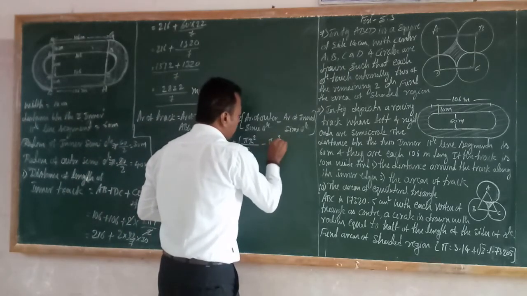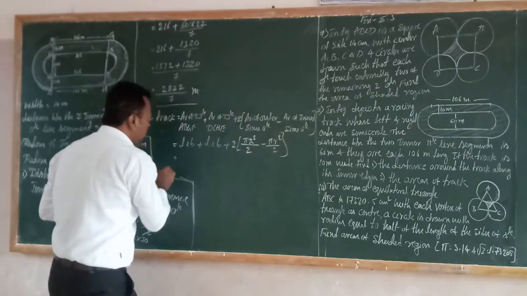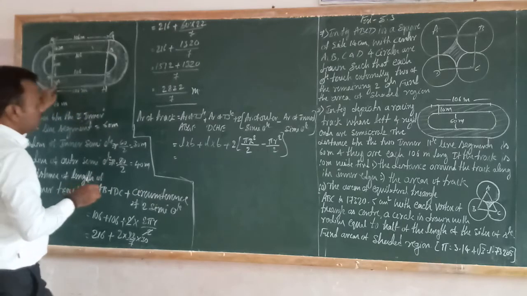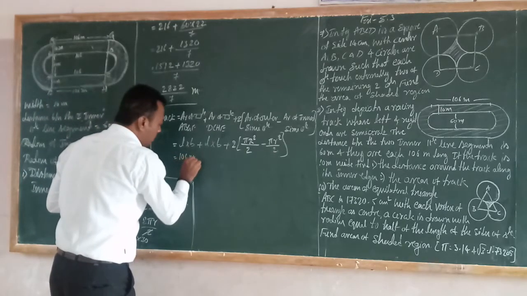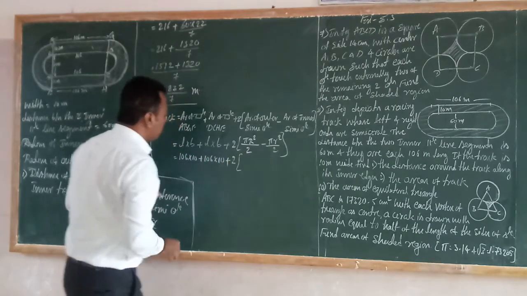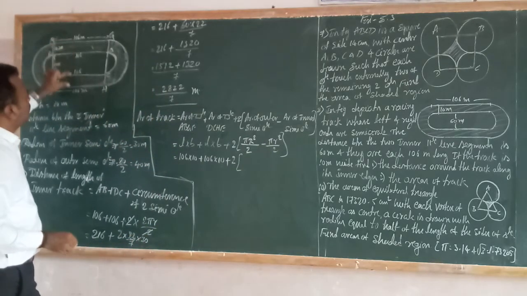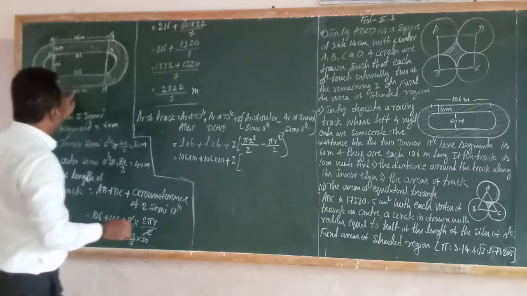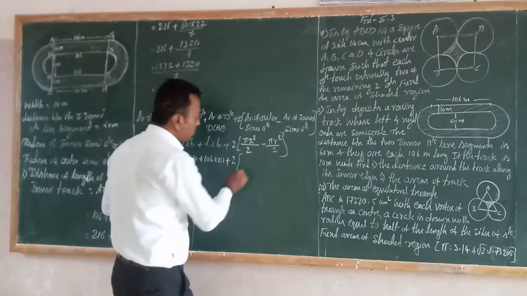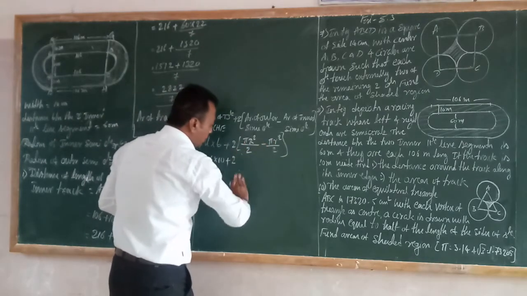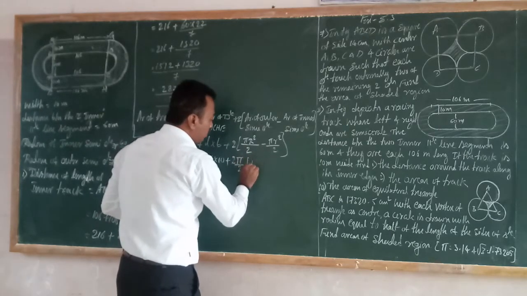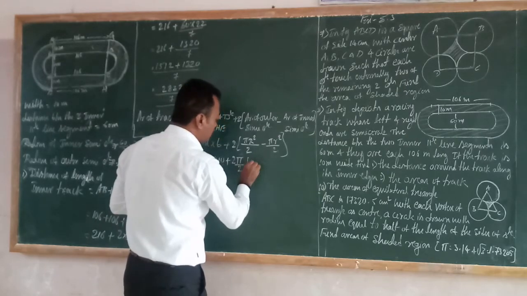Yes, what is the length of the rectangle? The length is 106 and the breadth is 10 meters. So 106 into 10 plus 106 into 10, because these two rectangles have the same length and breadth. That's why we write 106 into 10 two times. So 2 into 106 into 10, and we take out the common factor pi by 2. What is the remaining? R square minus small r square. Capital R square is 40 square minus 30 square.